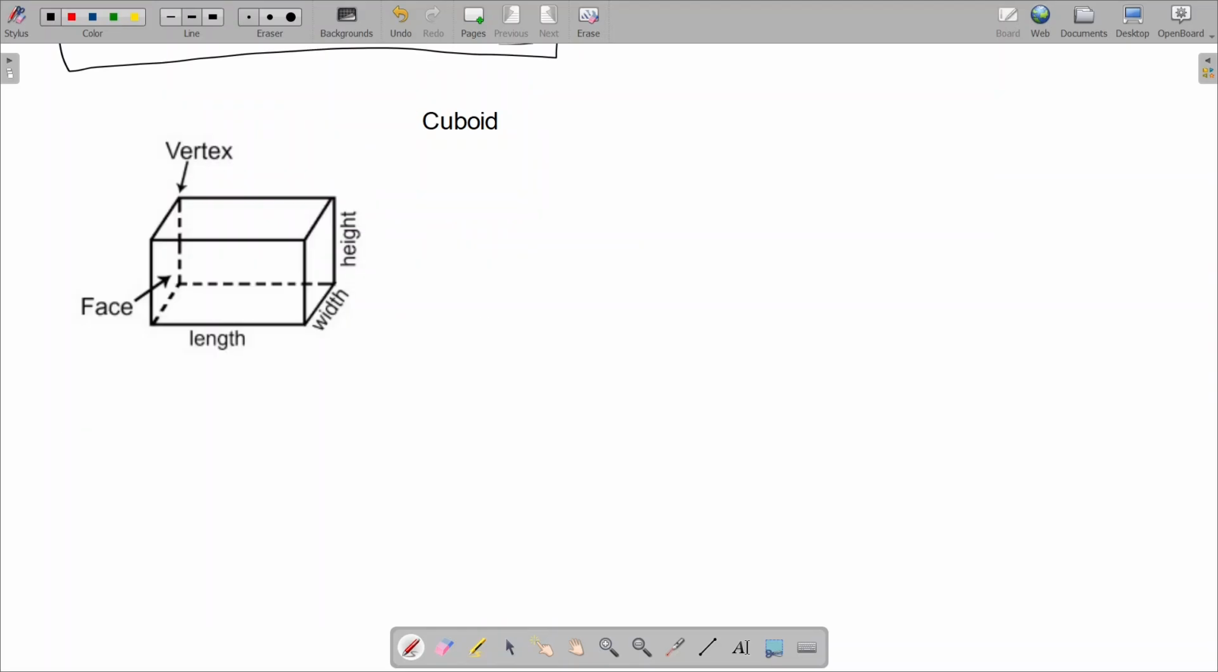The next logical figure to go after rectangle is the cuboid. So cuboid is a very important shape. Most of the things in our life are in the shape of a cuboid. The longest side is called length, the other side is called width, and the perpendicular is called height. So these are the sides of a cuboid. The cuboid is made up of rectangles. So there are four vertical faces and two side faces.